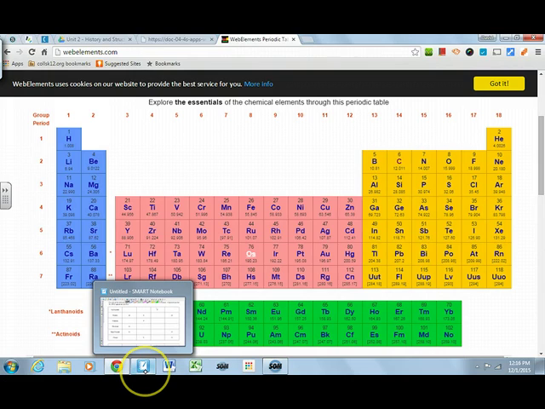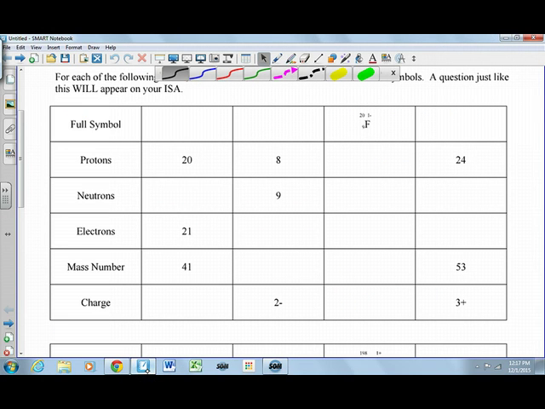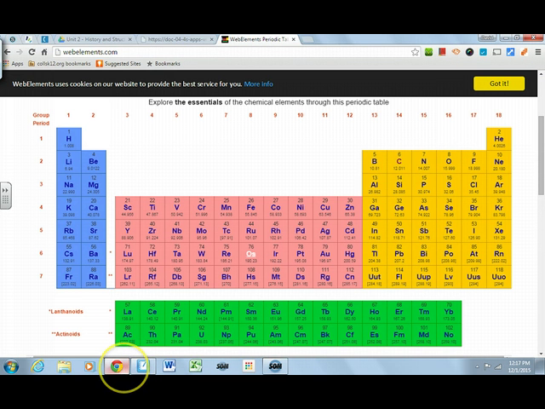We're going to need a periodic table to do this problem. In this first column, you're going to need to come up with the full symbol, the number of neutrons, and the charge, based on the number of protons, electrons, and mass number. I think the thing to do is to start by determining what element it is. So I'm going to look at the periodic table, and remember, the number of protons is the element.